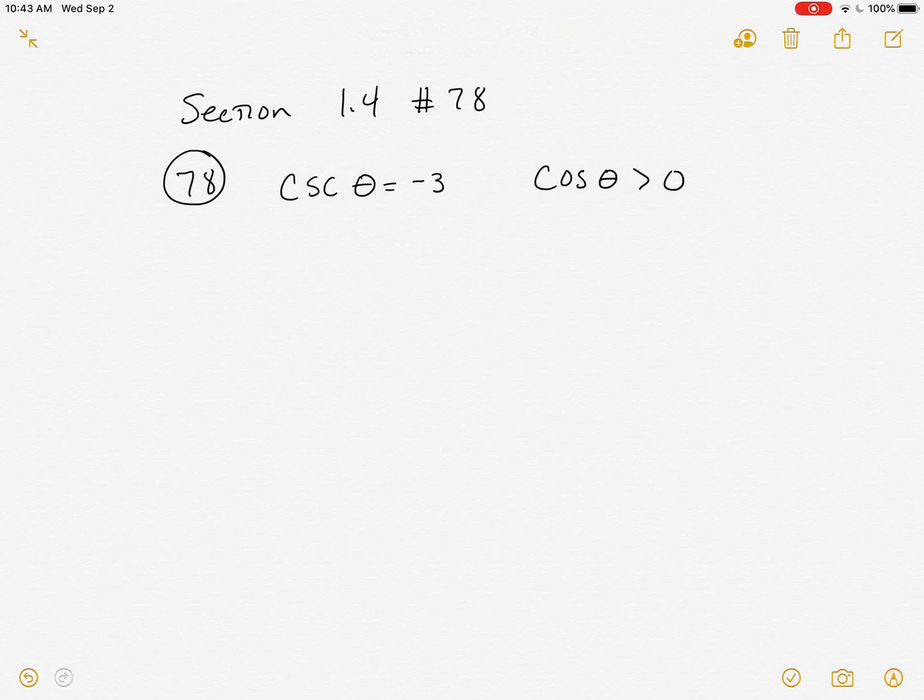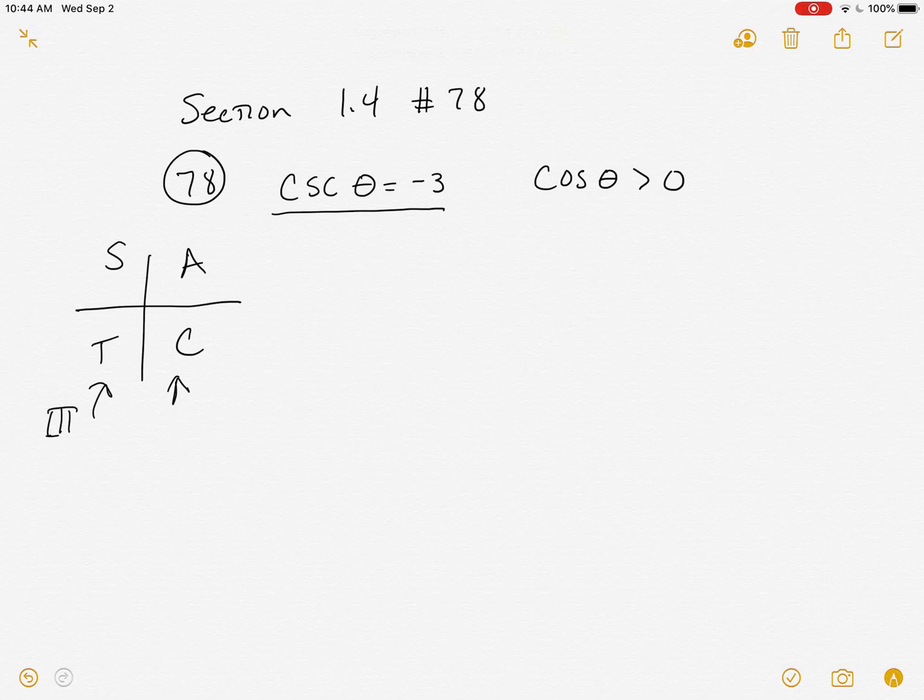Now, why would they tell us two things? Well, it's because when you go around the quadrants, all students take calculus. If we focused on just cosecant being -3, if you remember, cosecant is the flip of sine, so it would have been negative in quadrants 3 and 4. That's where cosecant's negative. So what does this piece do? It lets us know which of those two quadrants we're in.